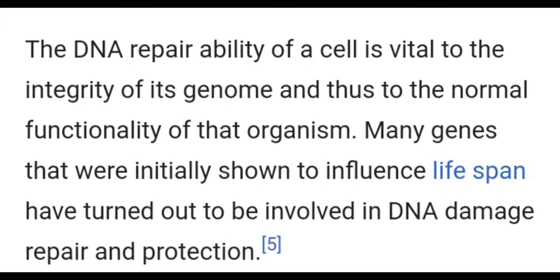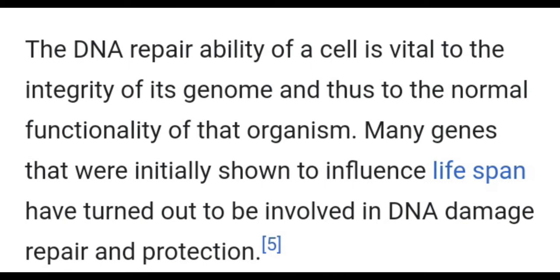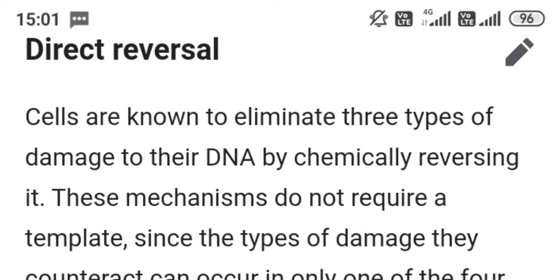Many genes that were initially shown to influence lifespan have turned out to be involved in DNA damage repair and protection. Those genes which are related to the lifespan of that organism are involved in DNA repair and protection. Now there are many ways through which you can repair your DNA damage, and one way is direct reversal.